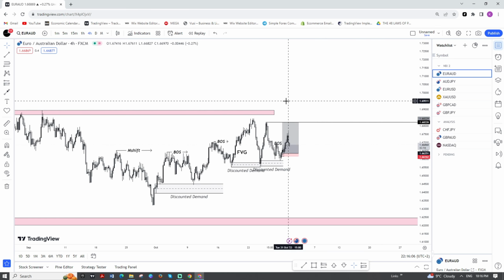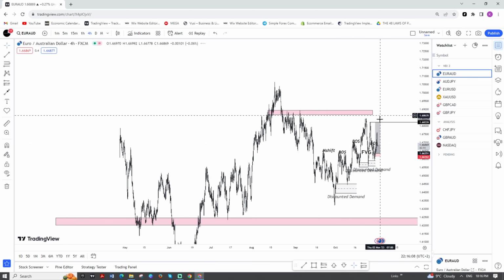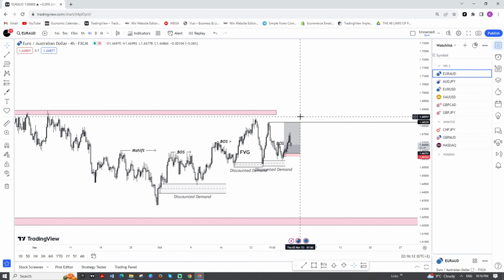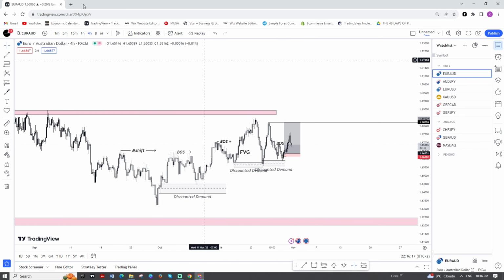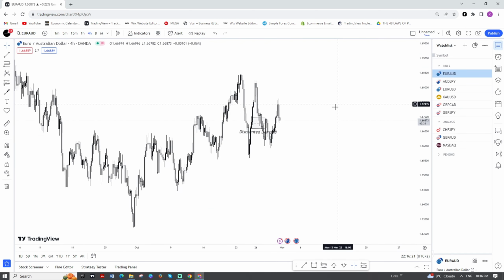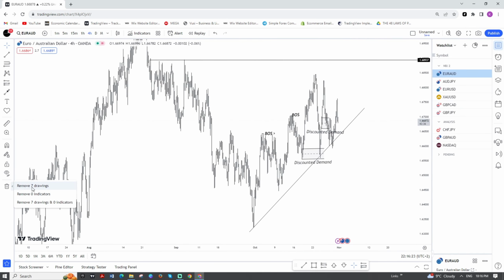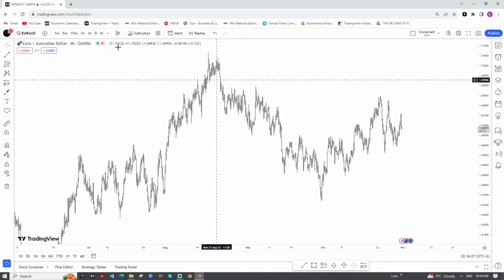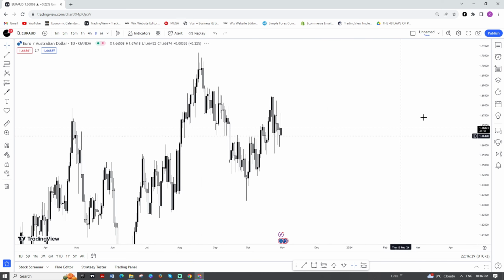So let me just do this. Let me go to a clean chart to show you how I came to this conclusion of taking this buy trade right here, guys. So I'm just going to go to a clean chart so we can check that out together. Let me erase this. Okay, let me close my watch list. So first of all, I'm going to go to the daily time frame.